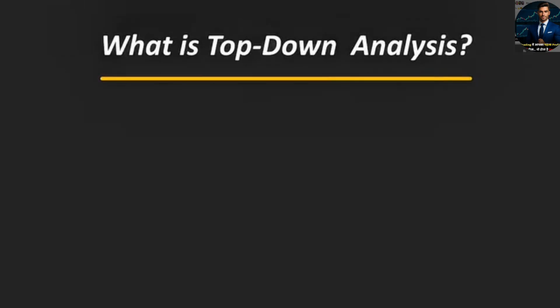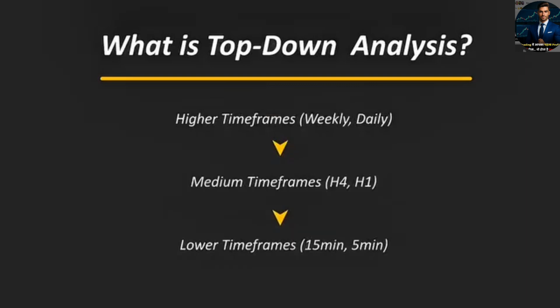So what is top-down analysis? Top-down analysis means starting chart analysis with higher time frames, like weekly and daily, and then moving down to smaller details, like 4-hour, 1-hour, and 15-minute, to get a more accurate analysis.